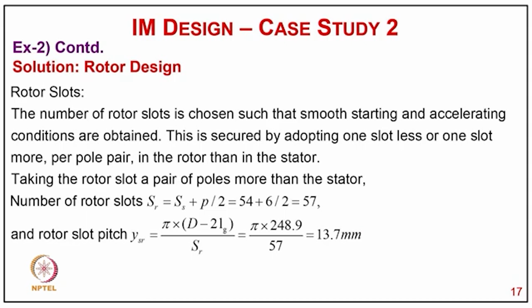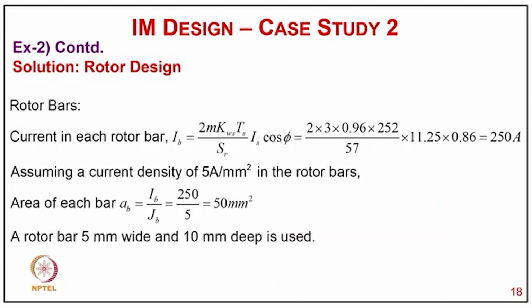Now coming to the rotor design. For the rotor slots, the number of rotor slots is chosen such that smooth starting and accelerating conditions are obtained. This is secured by adopting one slot less or one slot more per pole pair in the rotor than the stator. Taking a rotor slot, a pair of poles more than the stator, the number of rotor slots will be SR equals SS plus Q by 2, so it comes to 56 plus 6 by 2, which is 57. And the rotor slot pitch YSR equals pi into D minus 2LG upon SR, so it comes to 13.7 millimeter.